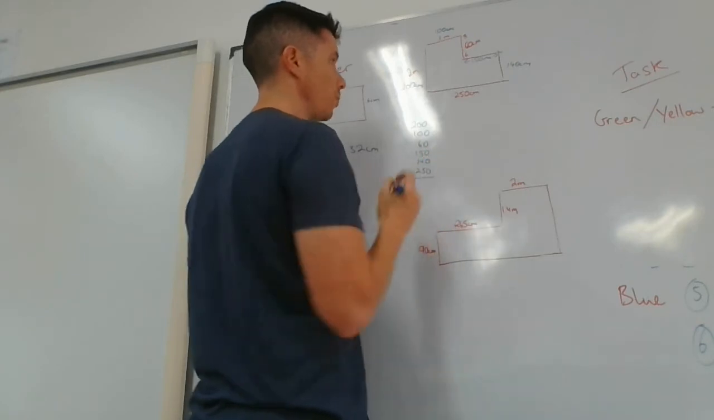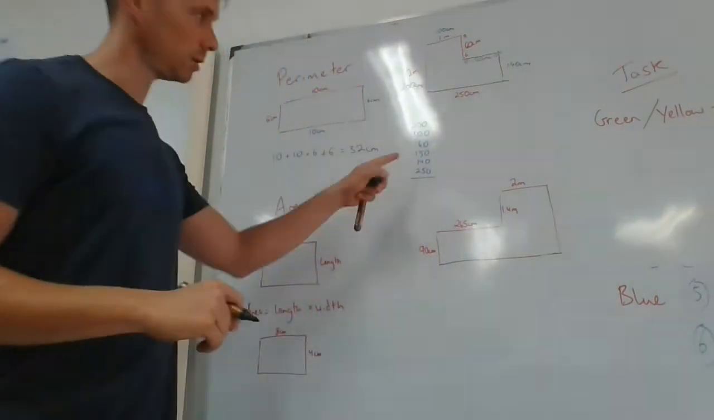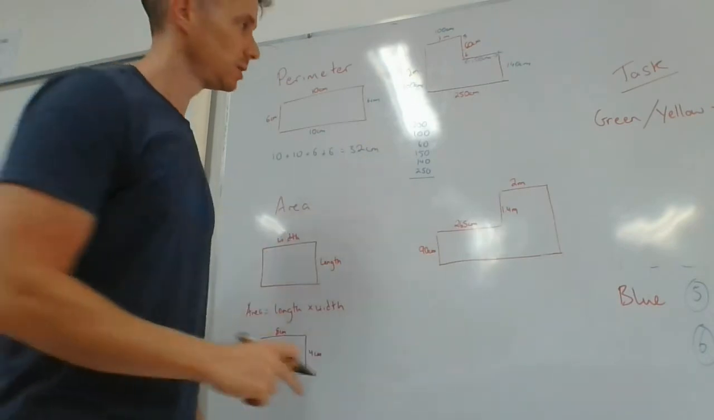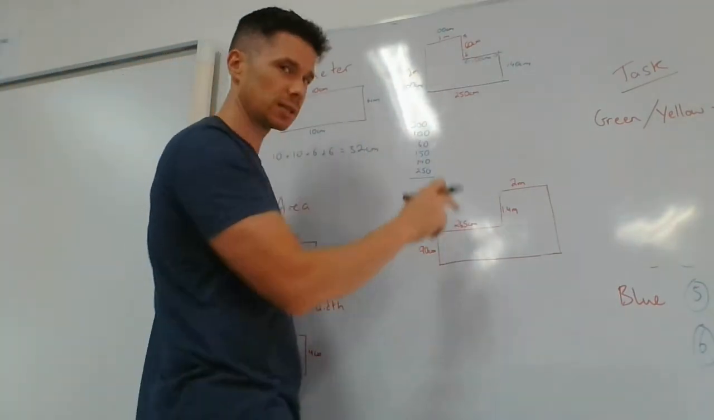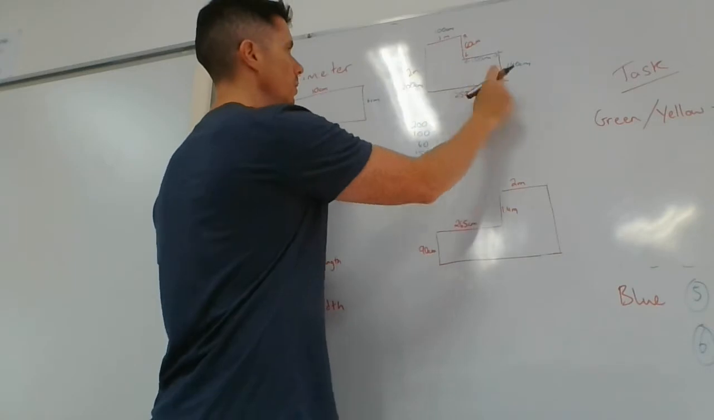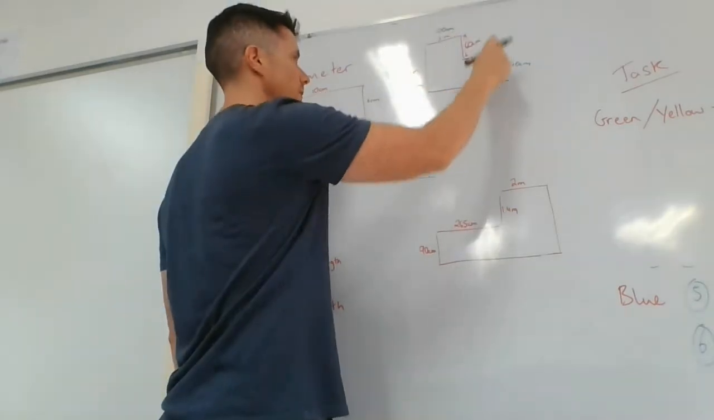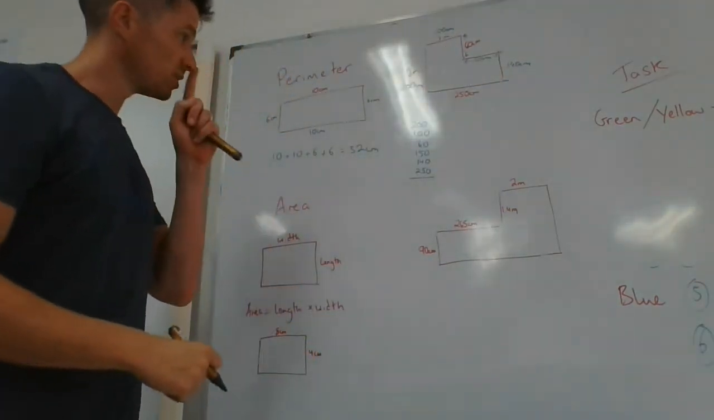250. Before I add, I'm going to check to see if I have the right number of sides. So I have 6 lengths here to add. Do I have 6 sides to this shape? 1, 2, 3, 4, 5, 6. Yes, I've included them all. So now I need to add.